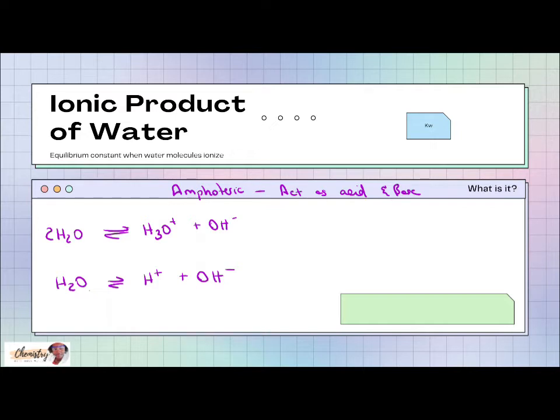This equation can be simplified to show essentially that a water molecule is split to form a proton and a hydroxide ion. We can write an equilibrium constant with respect to concentration for this equation. As with all equilibrium constants, it would be the concentration of the products divided by the concentration of the reactant. But a key thing to note is that water is a weak acid and a weak base. So only a small amount of water molecules will ionize, which is why this is a reversible reaction.